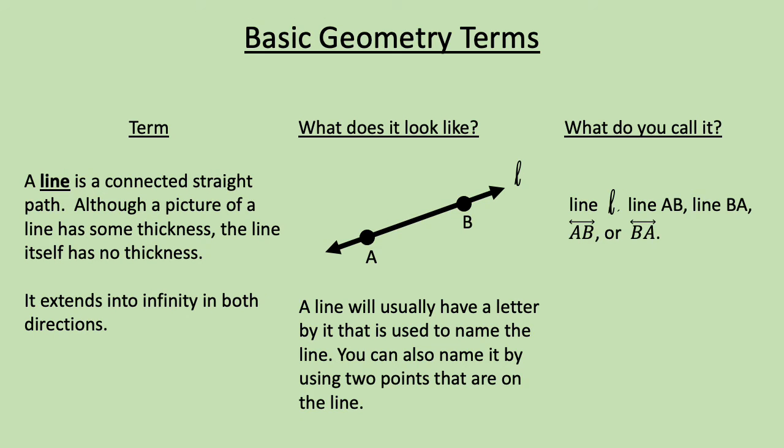For the figure shown, we can call it line L using the cursive L that is on the right-hand side of the line. We could also name it by using the 2 points that are on the line, so we can call it line AB or line BA. And the most common way that you're going to see it written in geometry is this way, where the 2 letters of the points on the line are shown and the symbol for a line is on top of it. And you would pronounce that line AB or line BA.